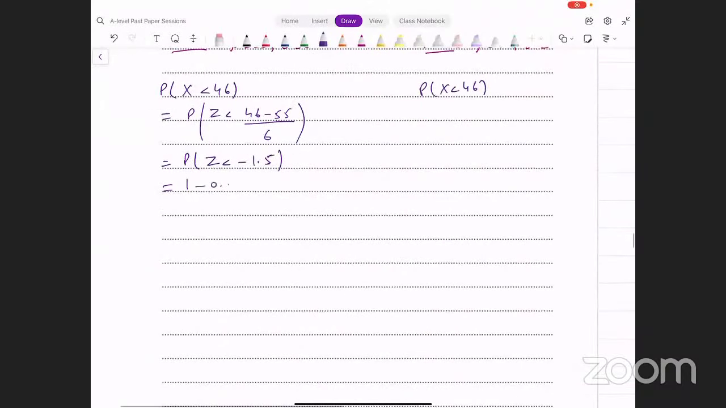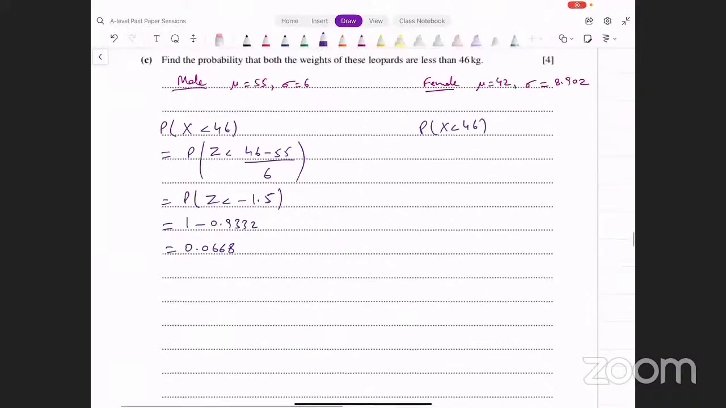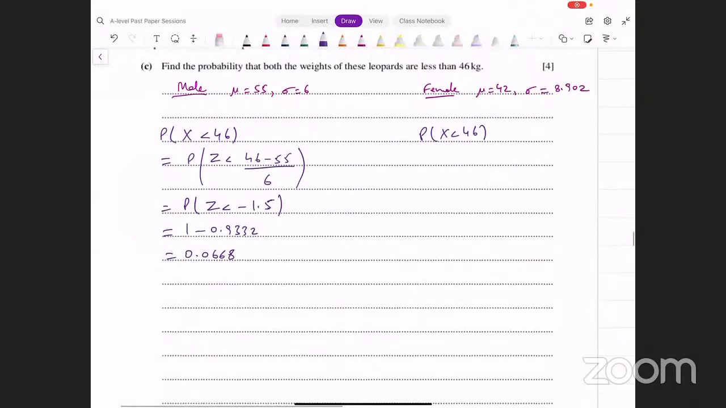1 minus 0.9332. Let's see what that turns out to be. 0.0668. That's the probability of the weight being less than 46 for the male leopards. What about the female leopards?